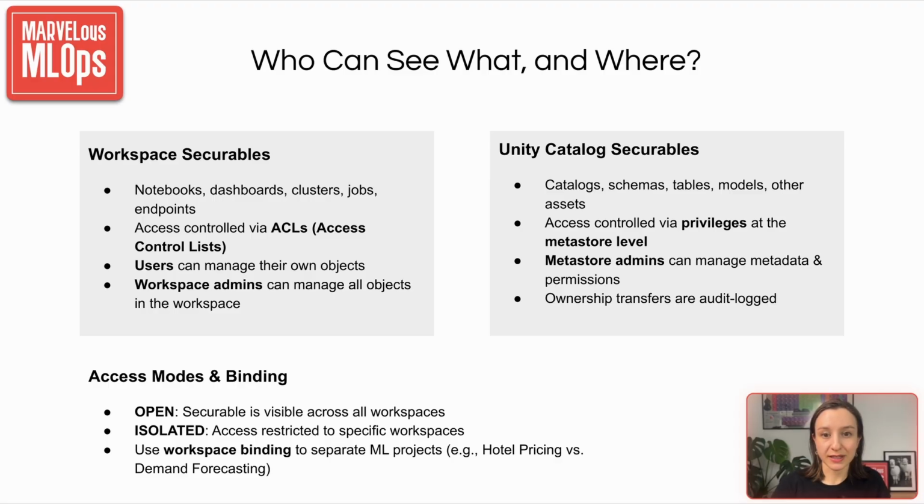Unity Catalog covers things like tables, schemas, and AI assets. Access here is more centralized and defined at the metastore level with granular privileges. Metastore admins can transfer ownership of objects, but every action is fully audit logged. We can also apply workspace bindings to prevent cross-project data access. For example, if a machine learning engineer is working on both hotel pricing and demand forecasting, you don't want them to accidentally access the wrong datasets. Unity Catalog supports open and isolated access modes. This allows us to strictly control which workspaces can access what.